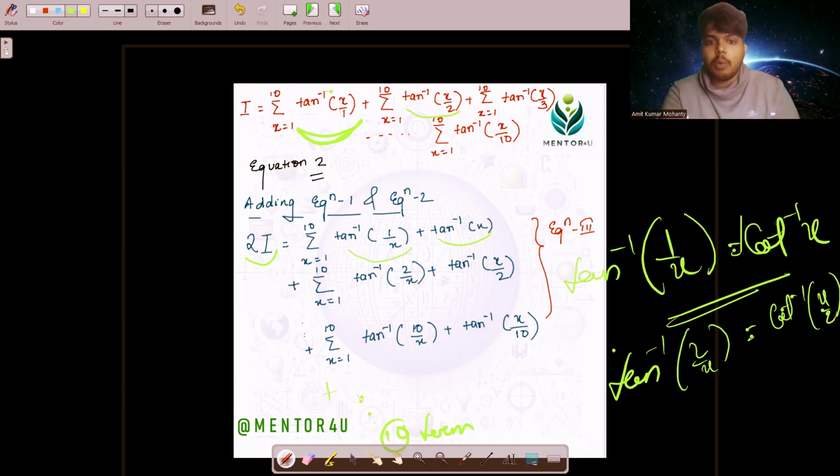All of this particular 1 by x can now be inverted into cot inverse x or x by 2 in this particular situation. So now, if I'm writing down all the values, what is happening? Tan inverse x, now this is tan inverse x. Now this is becoming cot inverse x. So tan inverse x plus cot inverse x is how much? Pi by 2. That is the identity that we are using here.